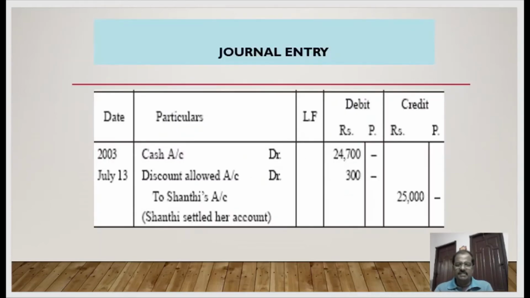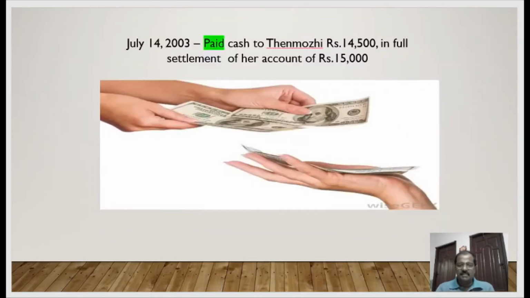Journal entry for this discount allowed and settlement of account by Shanti. Mrs. Shanti, in the sense cash received only to the tune of, debit what comes in, 24,700. Here you have discovered, you had allowed a cash discount, so discount allowed rupees 300, expense, and credit the giver, as if she had given the entire amount, 25,000 is credited. Now let us get into the next one.